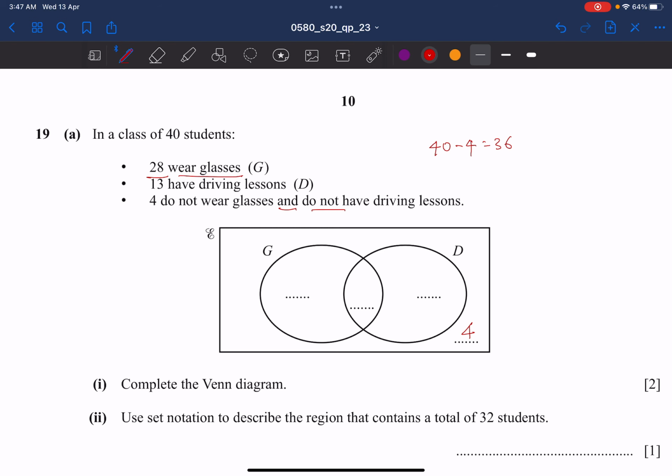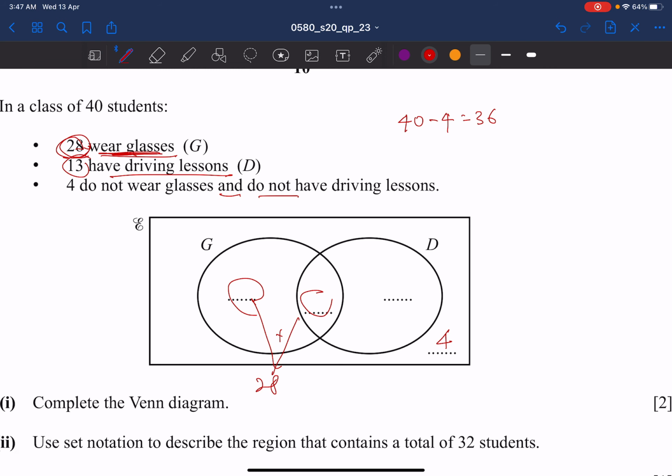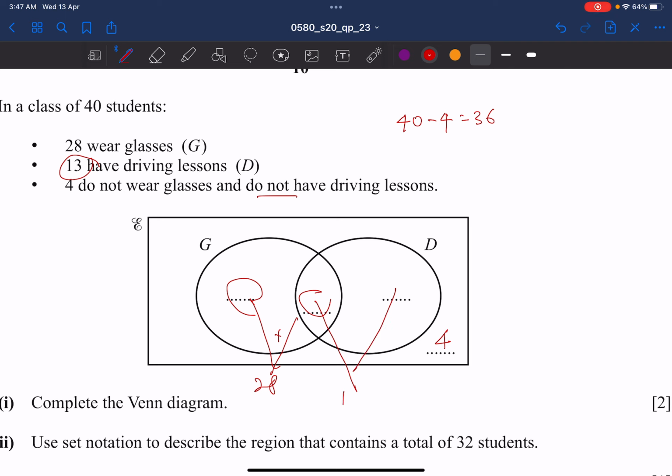28 wear glasses does not mean that these 28 students only wear glasses. No. These 28 include those who only wear glasses, but also include those students who wear glasses and have driving lessons. Means that these two numbers add up to 28. And the same thing applies to this 13. So these two numbers add up to 13. And we know that these three numbers should add up to 38.